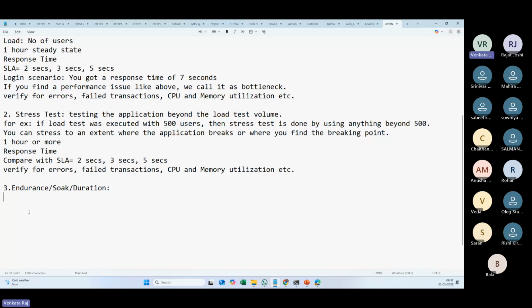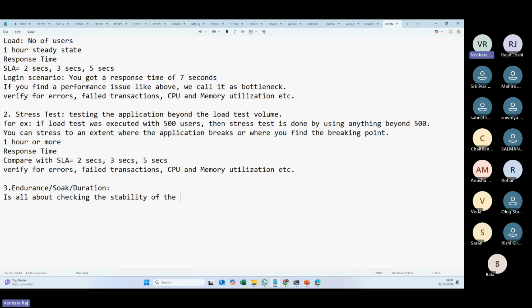The third type of test, a very, very important type of test in most applications, is an endurance test, also called a soak test. It is also called a duration test. Different projects call it by different names, but the meaning is the same. This type of test is all about checking the stability of the application.